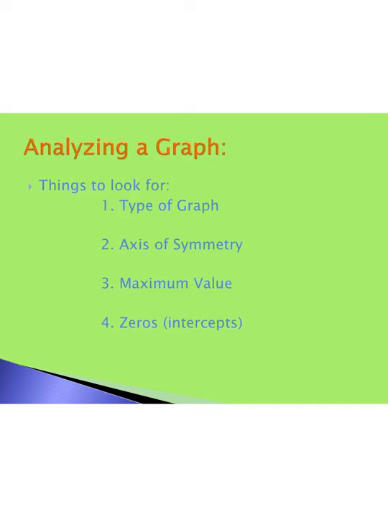For each one of our functions, we have a few things we want to be able to identify. First off, looking at either the equation or the graph, you want to be able to identify what type of graph you have. Once you have the function graph, we want to look for types of symmetry, and there are 3 different types of symmetry we can find. We also want to be able to identify maximum values and discuss the zeros or the intercepts for your functions. Let's go ahead and look at some graphs and identify some of these things.